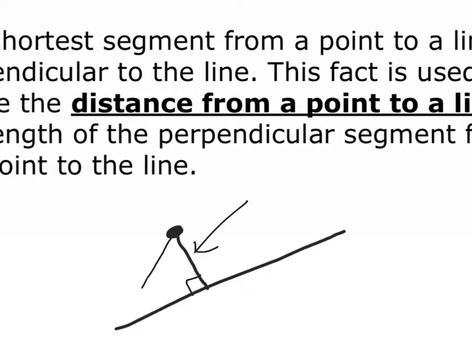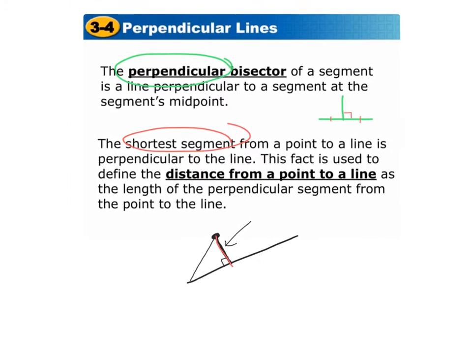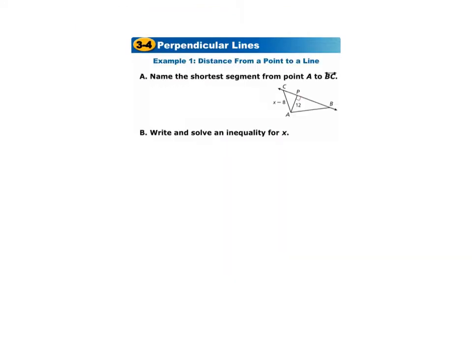If we had a line going this way, this length will still be shorter. The one that's perpendicular will be the shortest length from the point to the line. So that's the shortest segment. So we're going to go over some examples on the next page.